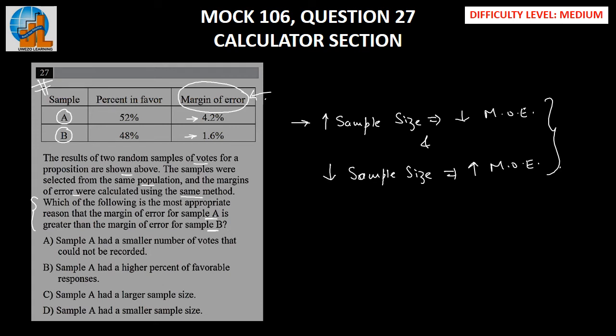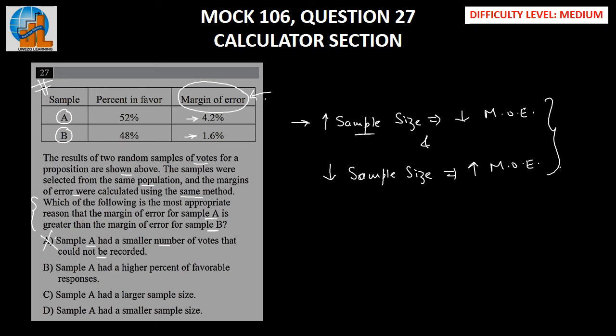So let's just go through our options here. Sample A had a smaller number of votes that could be recorded. Now this margin of error will not depend on how many votes we have recorded or not recorded, because the margin of error is simply based on the sample size here. Hence we can eliminate option A here.